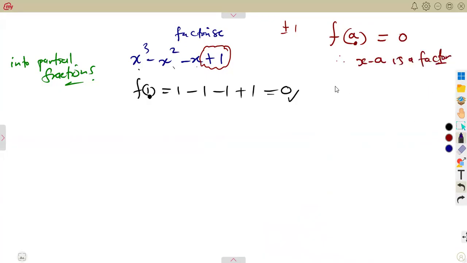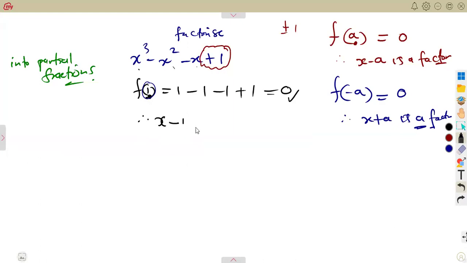Okay, the same way, if this was a negative, f of minus a gives you a 0, it means, therefore, x plus a is a factor. So that was from our N3. So this is a plus. So what does it mean? Therefore, you introduce a negative there: x minus 1 is a factor.